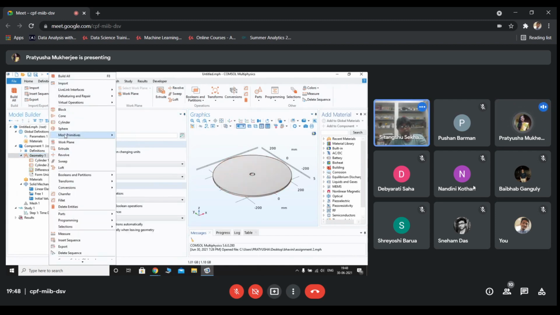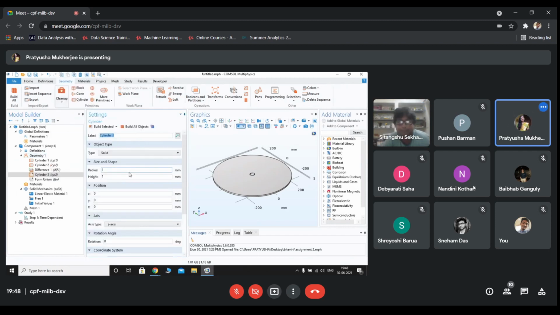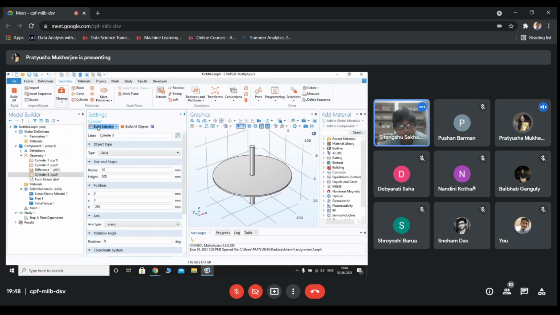Now it will be one more cylinder. Radius will be 20 and height will be 500. And Z axis will be minus 250. Build selected.